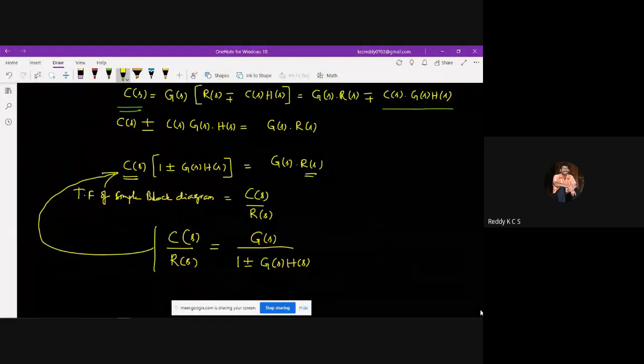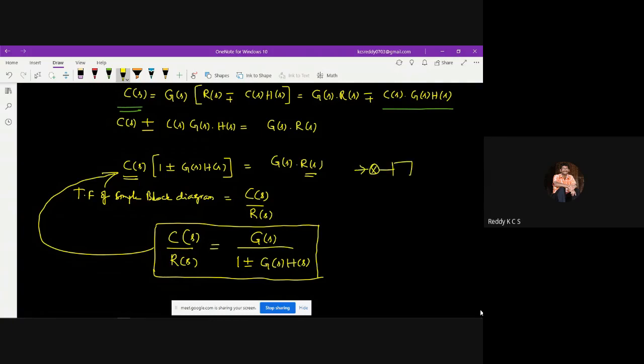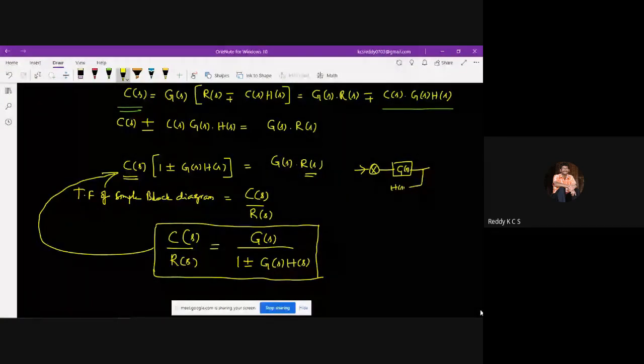So this is the transfer function of the simple form of block diagram, or the transfer function of the minor loop. This is very, very important. The whole block diagram which I have represented with G of s and with H of s, minus or plus, where this is R of s and this is C of s, can be replaced by or is equivalent to this single block diagram, which is R of s.